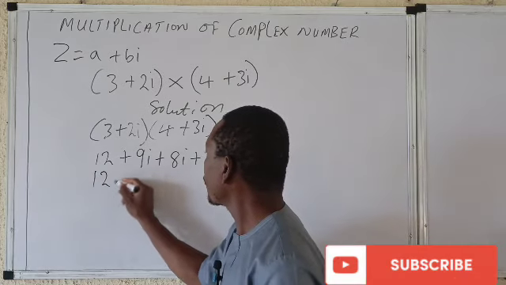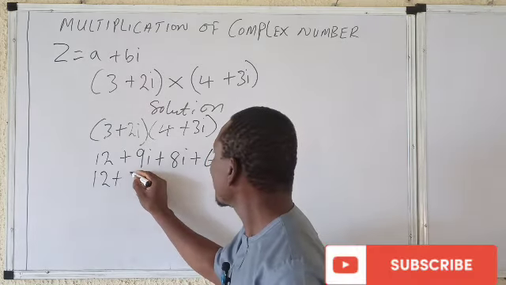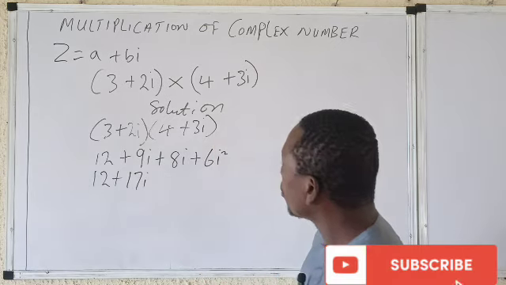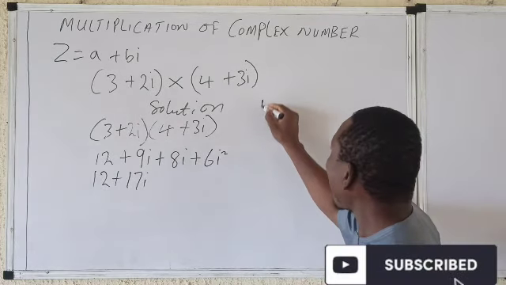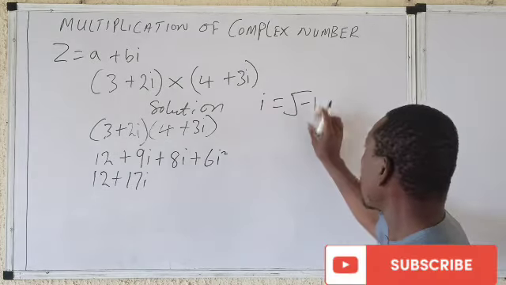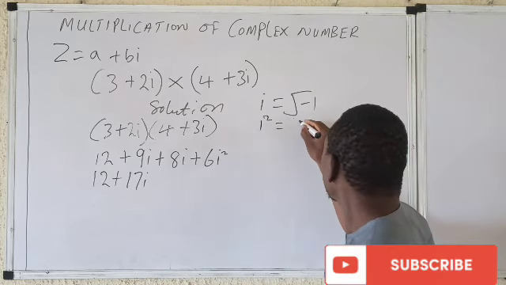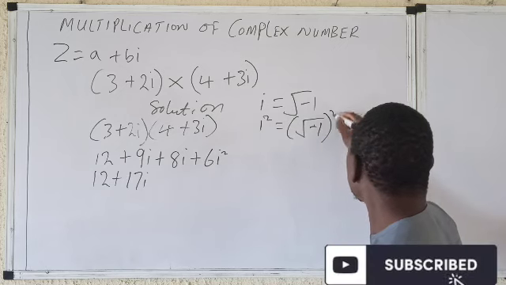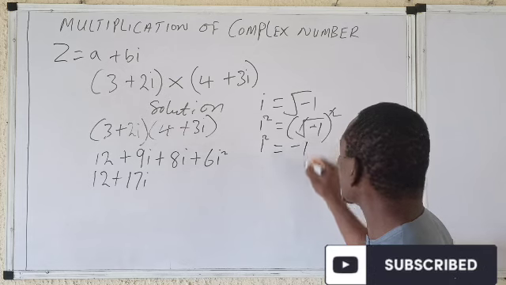This is 12 plus, adding these together, 17i. Now, note this. In my introductory class, I didn't mention the fact that i is equal to the square root of negative 1. So i squared is actually, the square root and the square will cancel out, so i squared is minus 1.